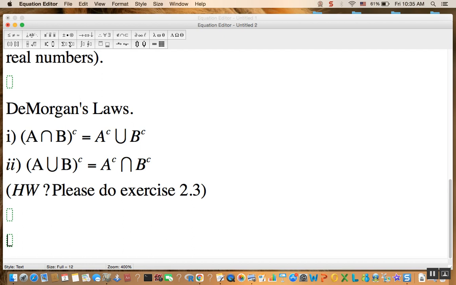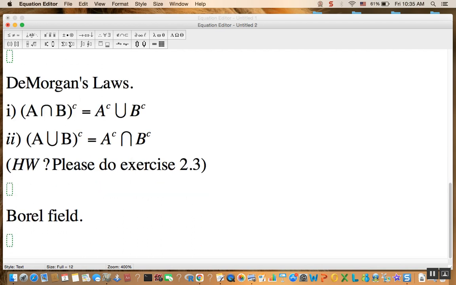Okay, so we are done with the second concept that we said we needed to discuss, our main topic of this video, Borel fields. So let me define what a Borel field is. So given a sample space S, a Borel field is a class of subsets, okay, that has three important and very particular properties. I'm going to list those properties in just a minute.